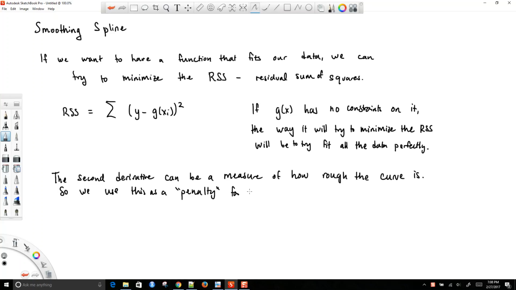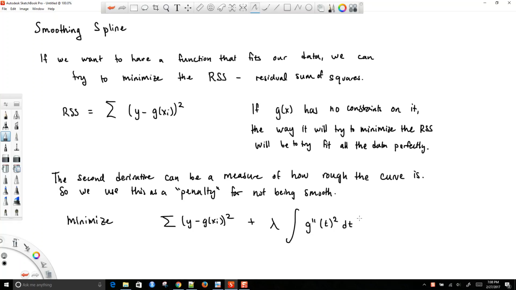Okay, and so what we say is what we now want you to do is minimize a combination of the residual sum of squares, plus, and we're going to take the second derivative, and we integrate the second derivative across all of our values. Okay, so we integrate kind of how rough the function is across all the points. Okay, and so this is kind of our roughness, and then this is your RSS. Okay, so we want to minimize the sum of squares at the same time as minimizing the roughness.